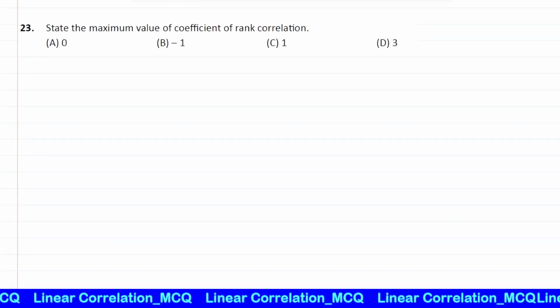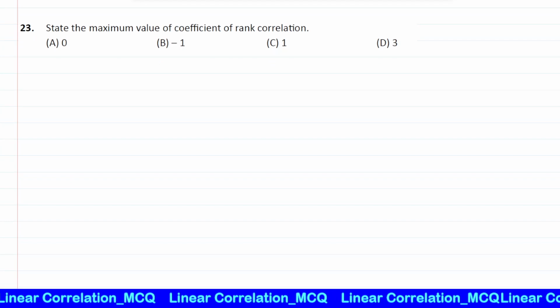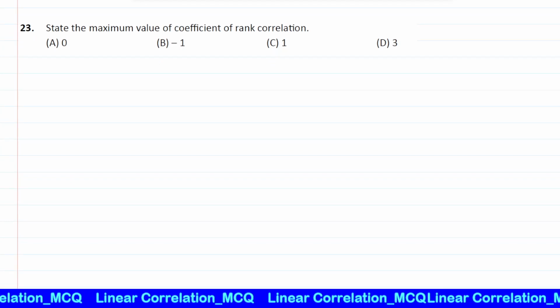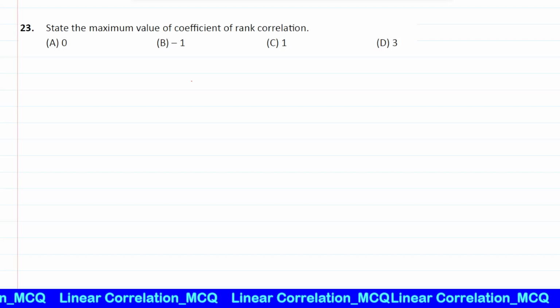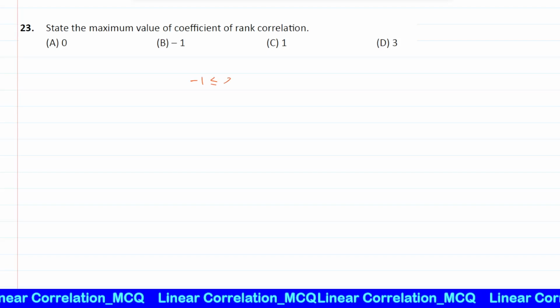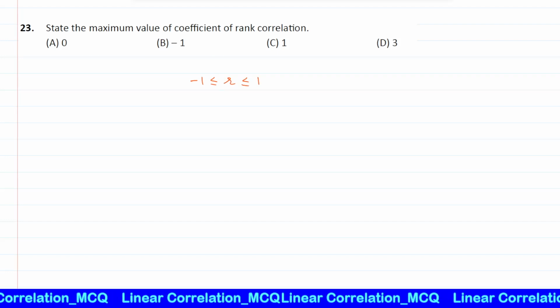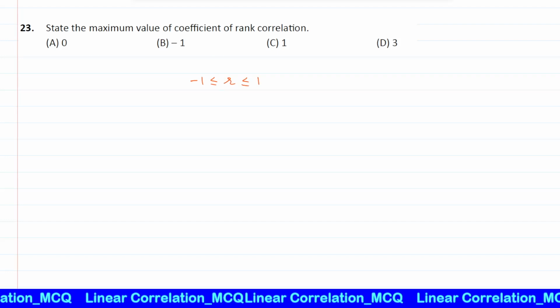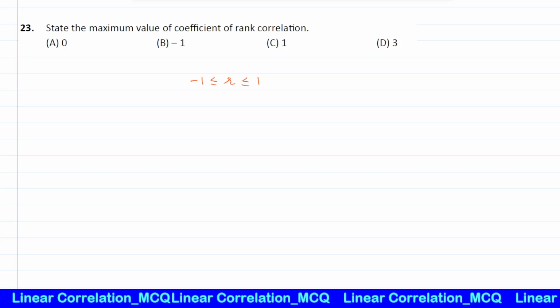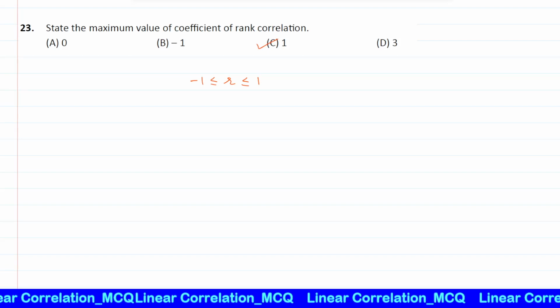Question 23. State the maximum value of coefficient of rank correlation. We have learned that the correlation coefficient always lies between -1 and +1. So the minimum value is -1 and the maximum value is +1. Here the question is asking regarding the maximum value. Option C is correct.